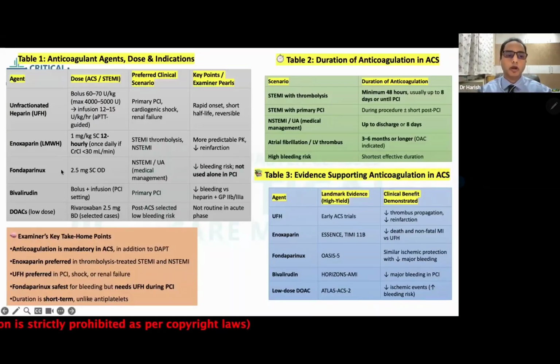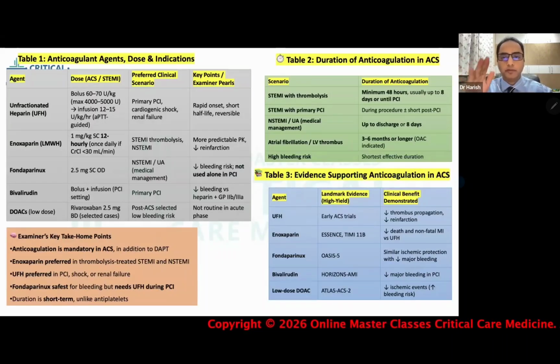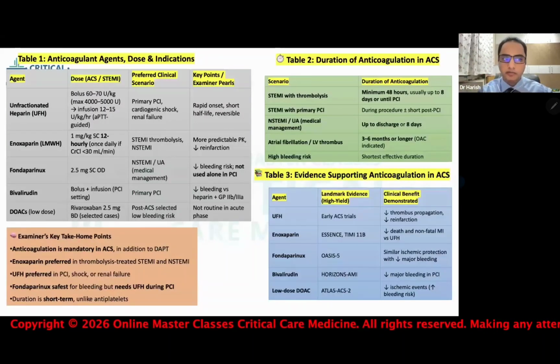Okay. Fondaparinux is used at a dose of 2.5 milligram subcutaneous OD. For NSTEMI, unstable angina who require medical management, we can go for fondaparinux. It decreases the bleeding risk, but is not used alone in PCI patients. Again, fondaparinux is a weight-based therapy, so we need to go for 5 milligram, 7.5 milligram, or 10 milligram, depending upon the weight of the patient.